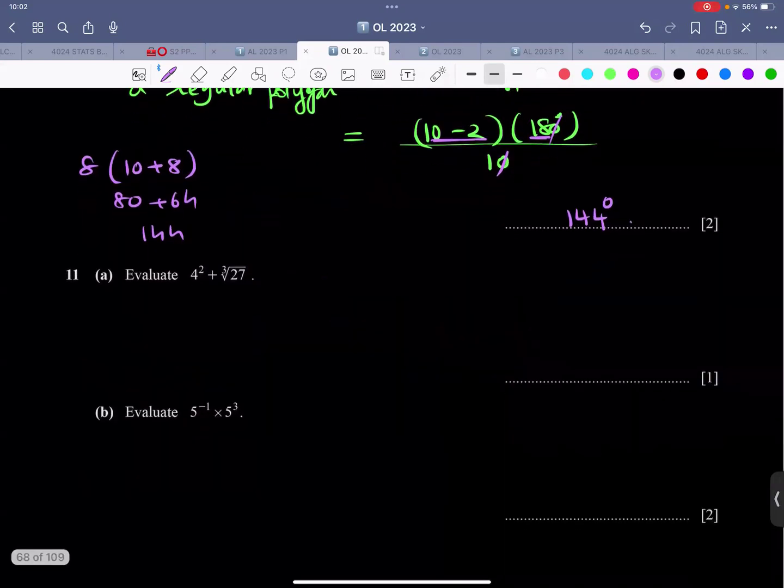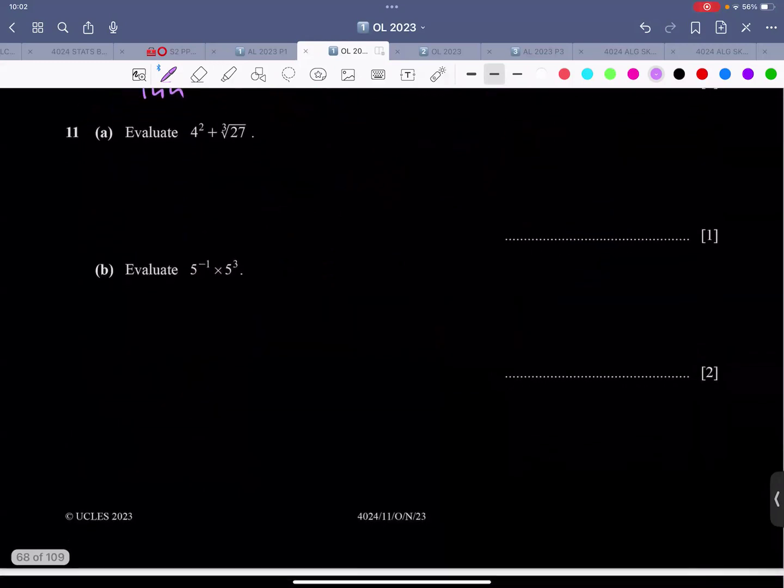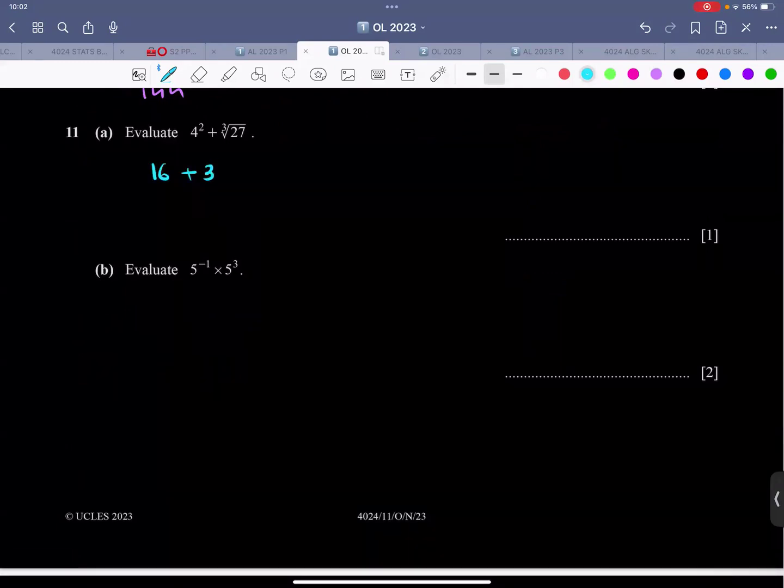Question number 11A. Evaluate 4 square plus cube root of 27. 4 square is 16. Cube root of 27 is 3. 16 plus 3 is 19. Evaluate this thing. 5 raised to power of minus 1 into 5 raised to power of 3. That is 5 raised to power of minus 1 plus 3, which is 5 raised to power of 2, which is 5 square, which is 25. So this answer is 25.